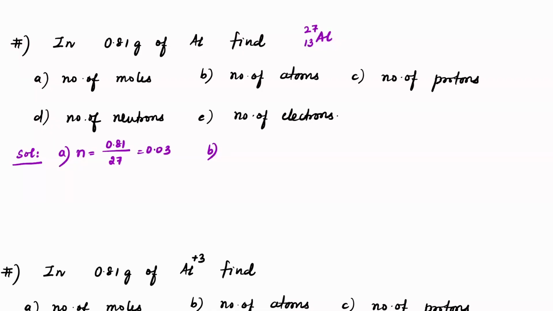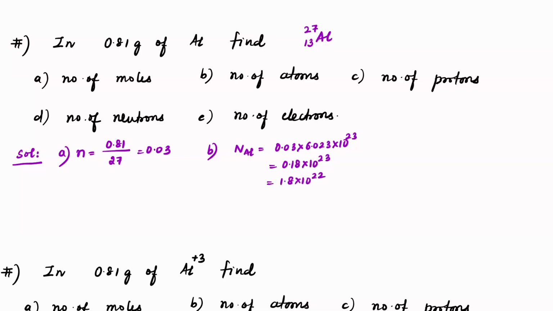How about the next one, beta? Atoms. Sir, 0.03 into Na, Avogadro's number. Very good. So the number of atoms of aluminum is equal to 0.03 into Avogadro's number, 6.023 into 10 raised to the power of 23. Approximately, that is 0.18 into 10 raised to the power of 23, or 1.8 into 10 raised to the power of 22. This is the scientific notation.